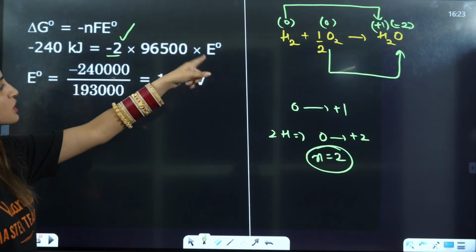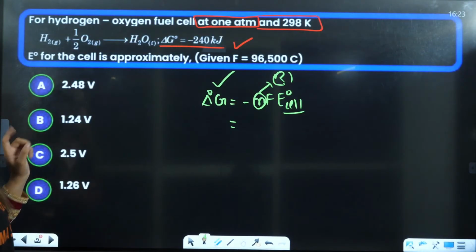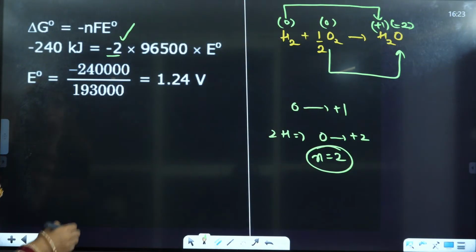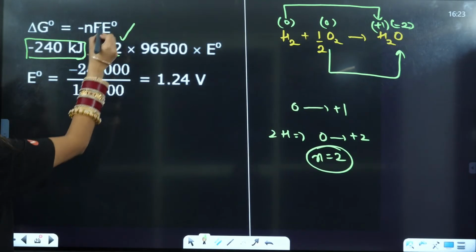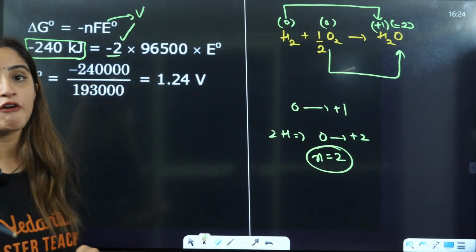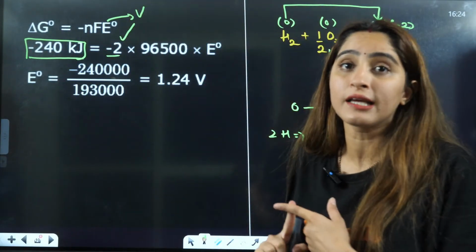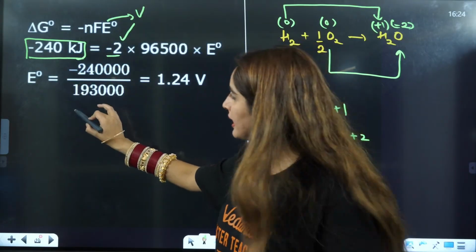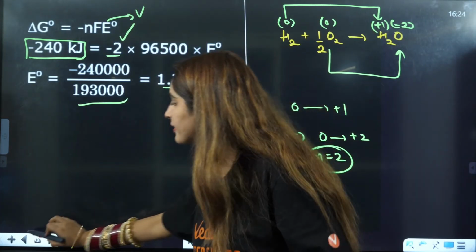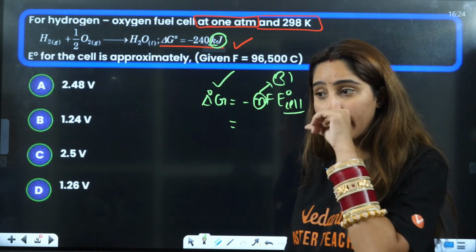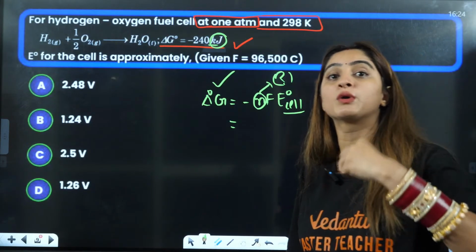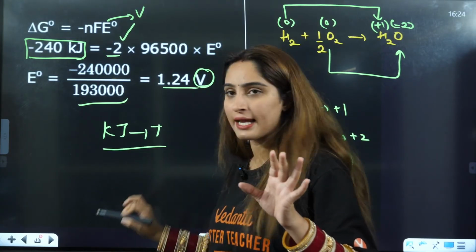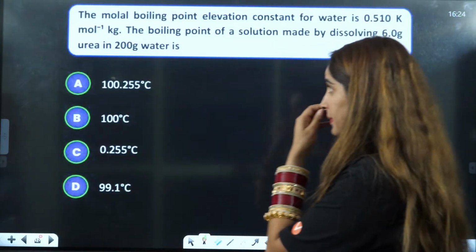Faraday is 96500. E naught value you have to calculate. And one more thing you should remember is, if delta G is given in kilojoules, and you have to find this value in volt, then you have to put the value of delta G in joules, not in kilojoules. So you have to convert kilojoules into joules by multiplying by 10 raised to power 3, and then only you will get your answer in volt, right? So units also play a very important role. In a hurry, don't just put the value directly in kilojoules. Some silly mistakes I am telling you in between.